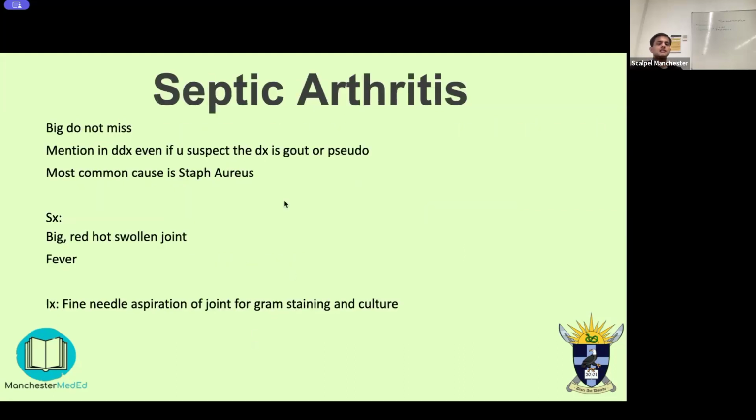Septic arthritis. Okay, this is a big do not miss disease. Even if you're suspecting gout or pseudogout in an exam, always mention septic arthritis. Always try and rule it out. Always mention, try and do a joint aspirate just in case, because you don't want to miss septic arthritis, because that's probably a fail.